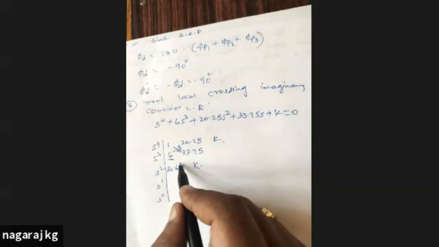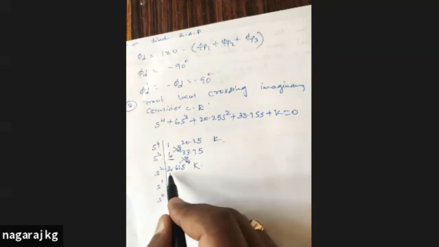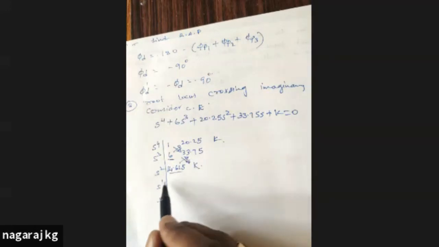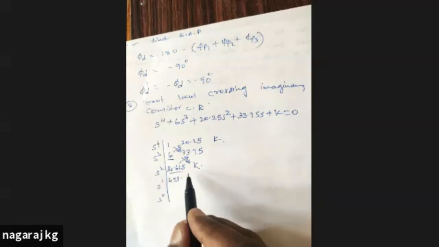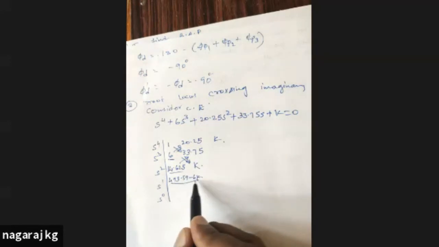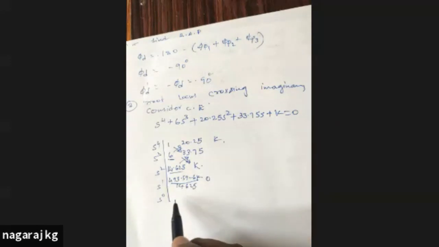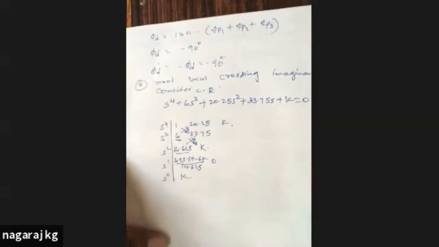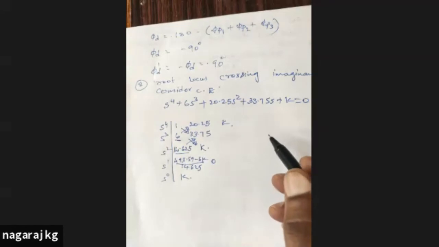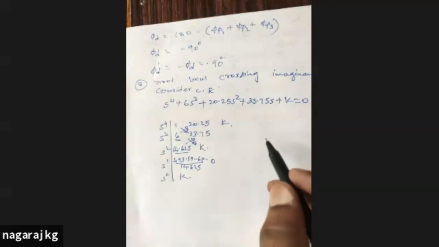When you multiply this two and this two and divide by this, you can write it as 493.59 minus 6K divided by 14.625. The second element will be 0. The last element will be K. We have completed the Routh array. After completing the Routh array, we'll find K marginal. The value of K when it is crossing the imaginary axis is the marginal value of K.